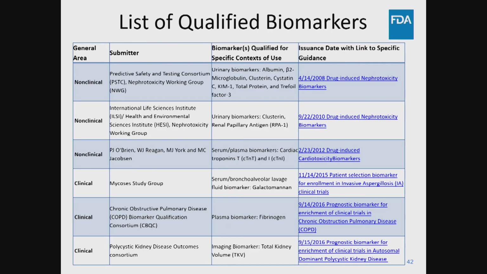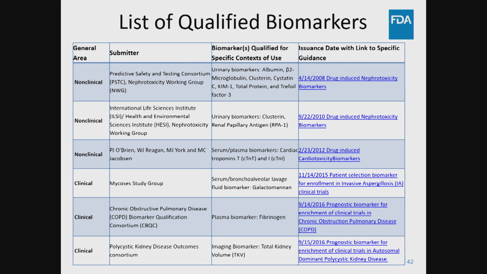So this slide I don't want to discuss in a ton of detail. However, it's a list of the biomarkers that have currently been qualified. It's fairly short currently, but there are many programs in development as of right now, and the rate at which we're qualifying them is actually increasing. I just want to point out the diversity here, so there are non-clinical biomarkers as well as clinical biomarkers, and I believe the first one that was qualified is the first one on the page here, which is drug-induced nephrotoxicity biomarkers. This is in preclinical studies. More recently, things that have been qualified are prognostic biomarkers for enrichment of clinical trials in autosomal dominant polycystic kidney disease.